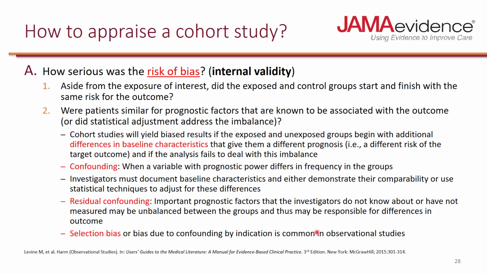syllabus. In an observational study, we want to make sure that the patients are similar for prognostic factors that are known to be associated with the outcome. Because observational studies cannot be randomized, it is important to make sure that the study adjusts for any of these biases. However, the investigators can only adjust for risk factors that are known and measured.